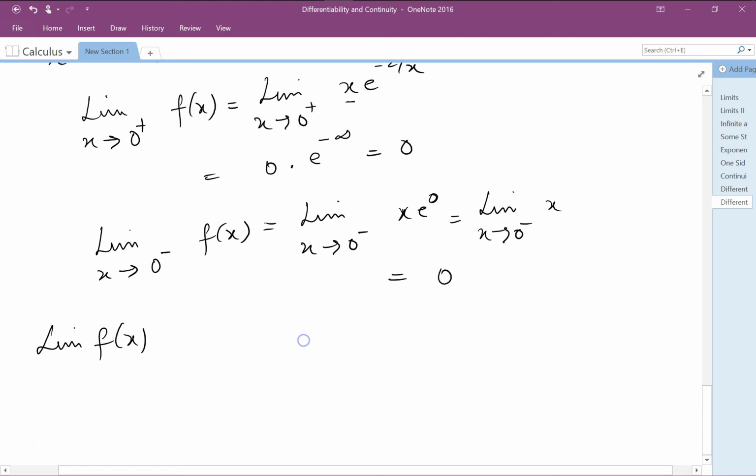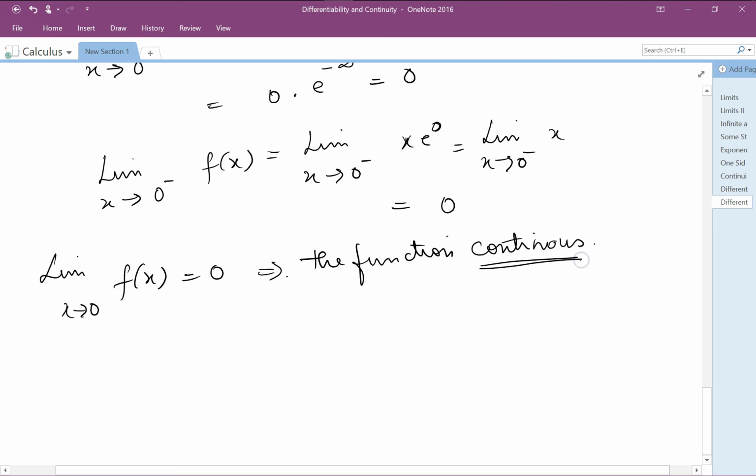Now f of x limit at 0. Right? We have looked at it from the positive side. We have looked at it from the negative side. Let's look at it. The limit equals f of 0, which is equal to 0. Now this implies the function is continuous. Okay, so the function is continuous.